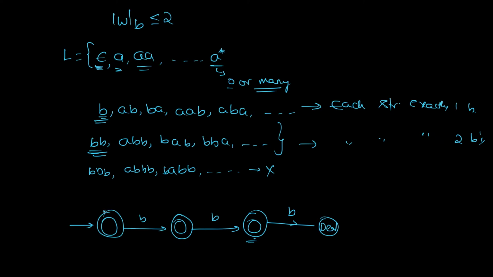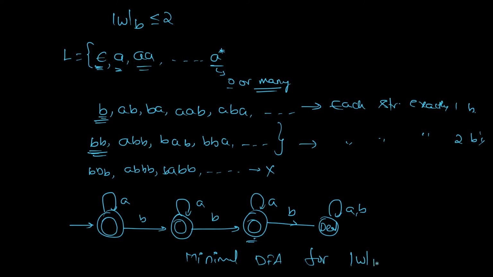On each state, no matter how many A's I see, I will be in that state itself because I don't have any condition over A. So these are the transitions over A at each state. At the dead state, if we see an A or B, no matter what we see, we will be in the dead state itself because we have already reached the dead state and there is no point in going back to any final state. This is the minimal DFA for strings having the number of B's in each string less than or equal to 2. This is at most 2.